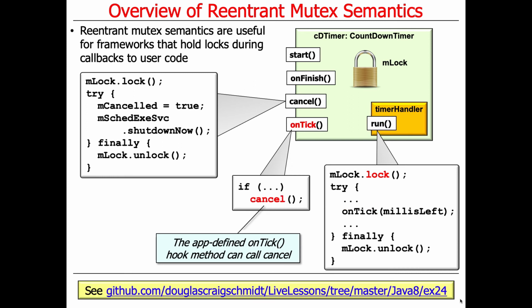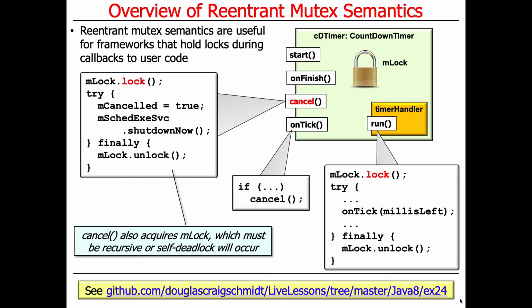Well, let's take a look at what onTick might do. onTick might decide, I'm done with my countdown. I'm not going to wait till I get to the end. I'm going to stop it at this point. Let's say I'm counting down till something happens, and that thing happened. So at that point, I stop. In that case, this onTick method, which is a hook method implemented by a user to do user-specific code, is going to call the cancel method on the countdown timer. So remember, the lock is held, onTick was called, and onTick calls cancel.